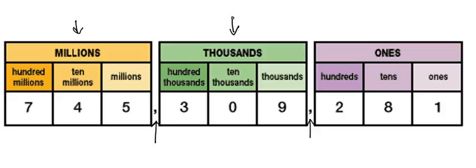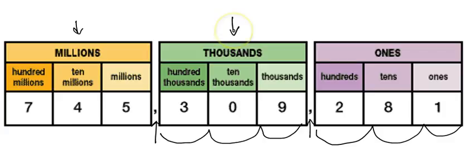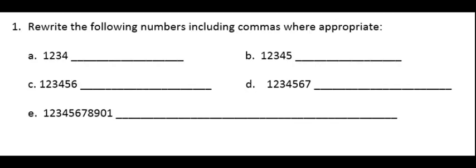That means if I were to start at the right side of my number, every time I move over 3 spaces, I need to add a comma. So we'll start this lesson by reviewing that concept. We have a list of numbers in the first section, and we need to write them with the commas in the correct place.